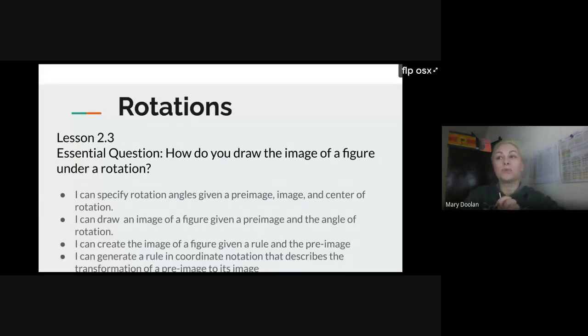I can generate a rule in coordinate notation that describes the transformation of a pre-image to its image. So not only visually should we be able to do these different transformations of translation, reflection, and rotation, you should be able to apply the coordinate notation to ordered pairs of your pre-image to get the image.